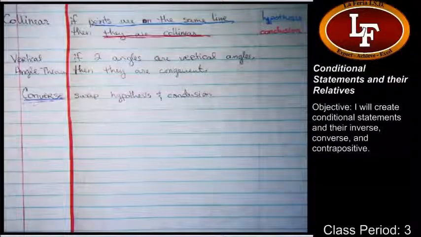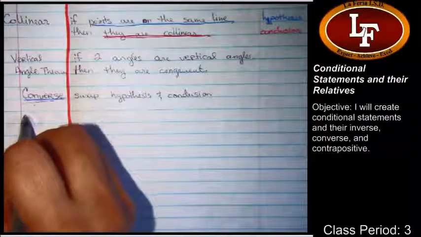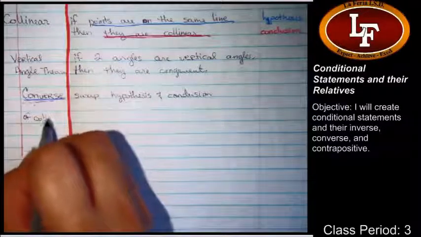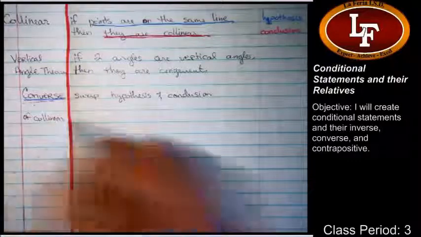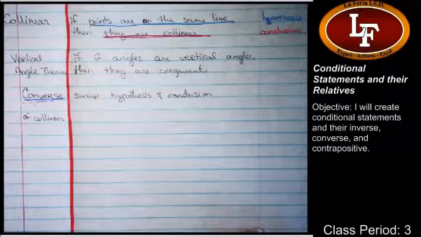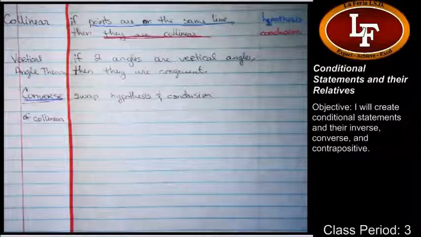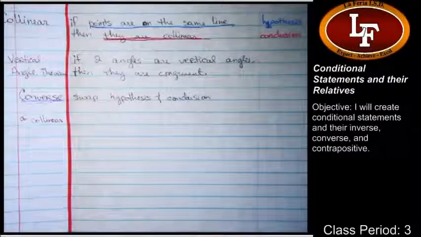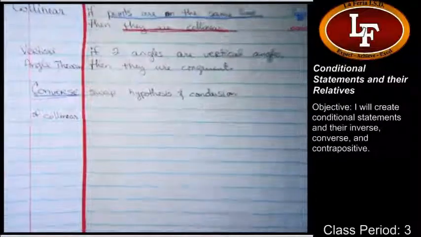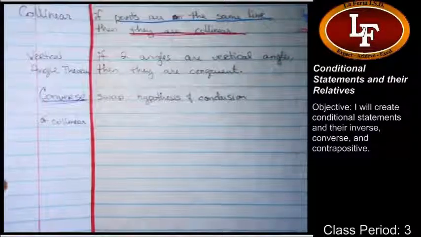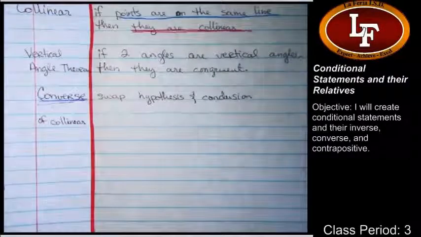All right, so let's take the collinear conditional and write it as the converse. So the original conditional for collinear was, if points are on the same line, then they are collinear. So what would be the converse of that?